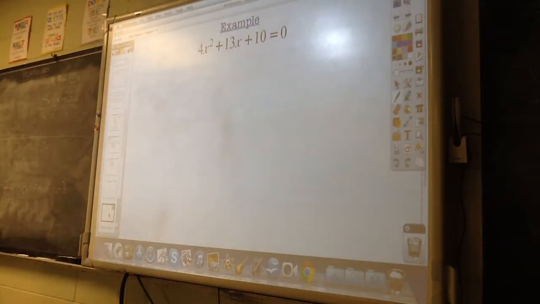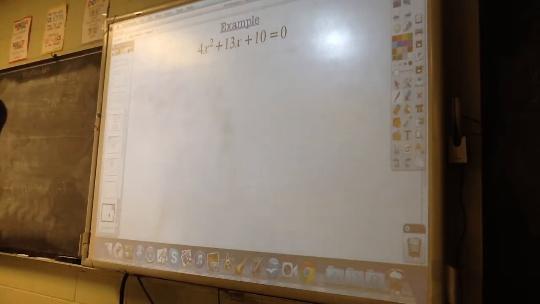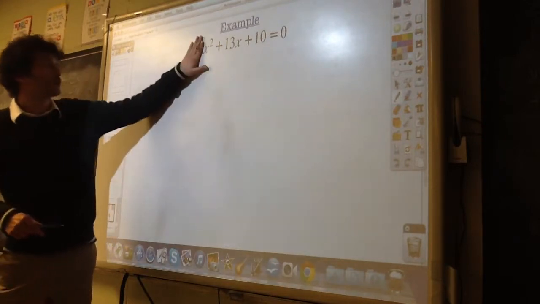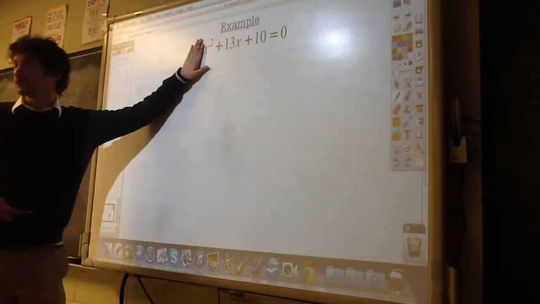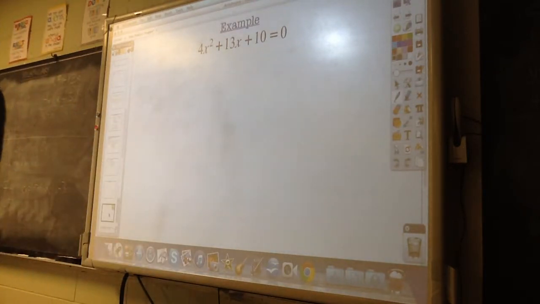But this one's different than the last one we just did. Raise your hand if you think you can tell me what makes this different. The 4 from the X squared. Good. The leading coefficient on the other problem was 1. Remember, if there's no number here, then we work it a certain way. But if there is a number here, there's a slightly different way we have to work it.